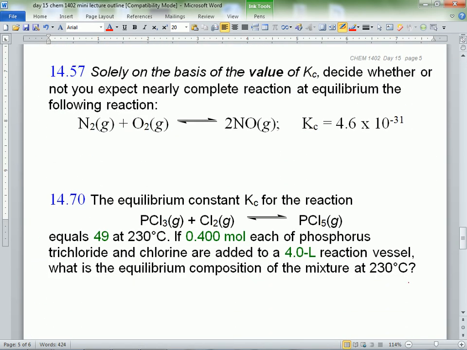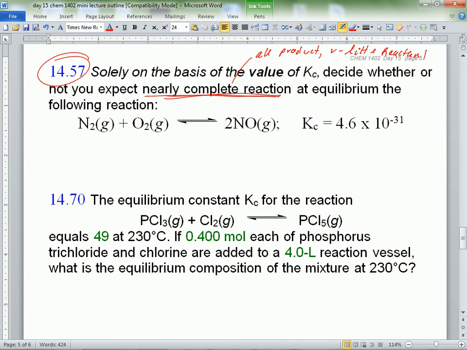Okay. 57 is nothing to calculate. It's just something that we need to get used to talking about. Solely on the basis of the value of the equilibrium constant, decide whether or not you expect nearly complete reaction at equilibrium. And what this means is that you have all product. No reactant. I mean, there's very little reactant. So if that's the case, what type of K would that be? Huge. Has to be big. So you look at this, is this big? No. So you'd say no.